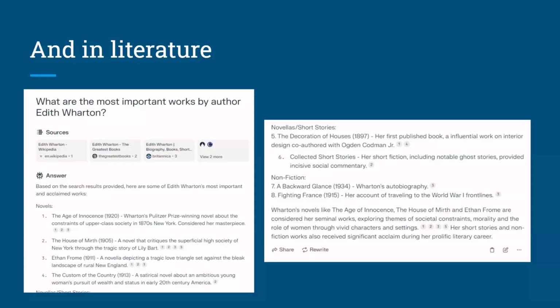The only thing that it did do, you can see number 5 in the screenshot, the Decoration of Houses. That is actually a nonfiction book. It is not a novella or a short story as is listed here. So that was an error. But it is an important work. It just didn't categorize it correctly. So, it did pretty well at this.